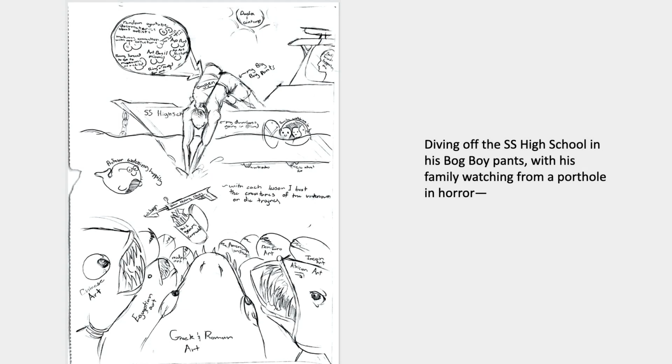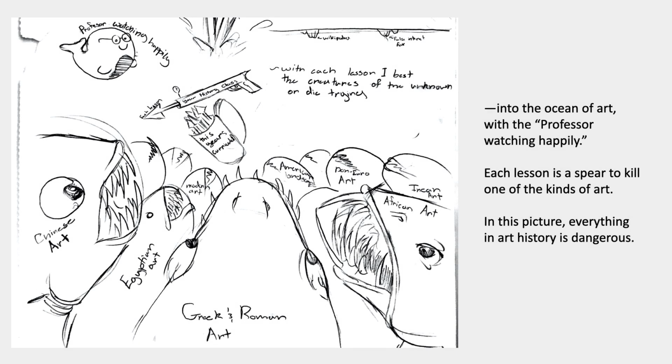So here's a guy diving off the SS High School in his big boy pants, I should say, with his family watching him from a porthole in horror. And he's diving into the ocean of art with the, quote, professor watching happily at the upper left there, Professor Fish, watching happily. Each lesson is a spear with a spear gun that he can use to kill different kinds of art. So the spear gun itself is labeled your history class, and the spear that's in it is labeled each lesson. And then all the monstrous fish that he's going to kill with his art history spear guns are all going up, getting ready to attack him.